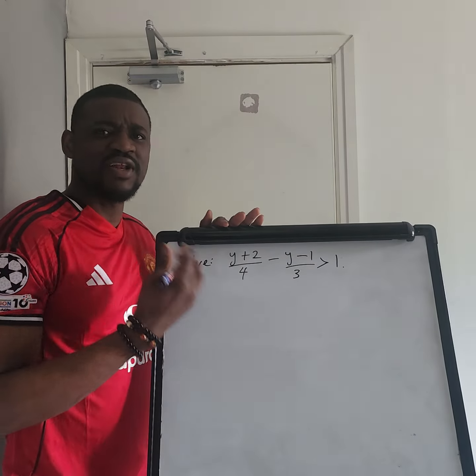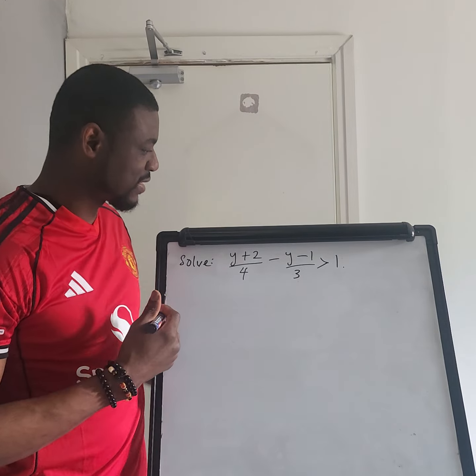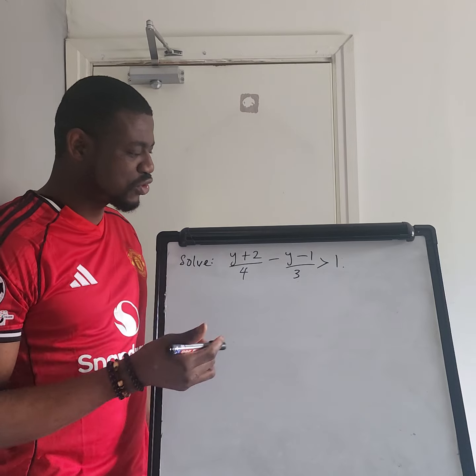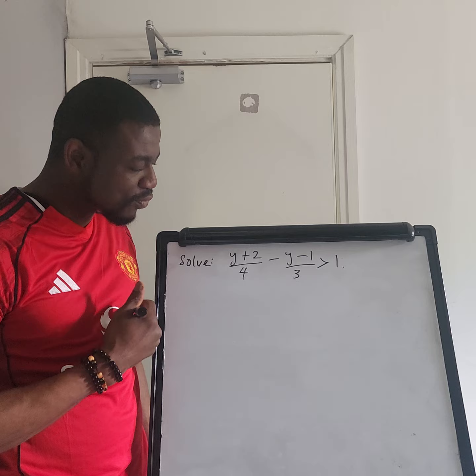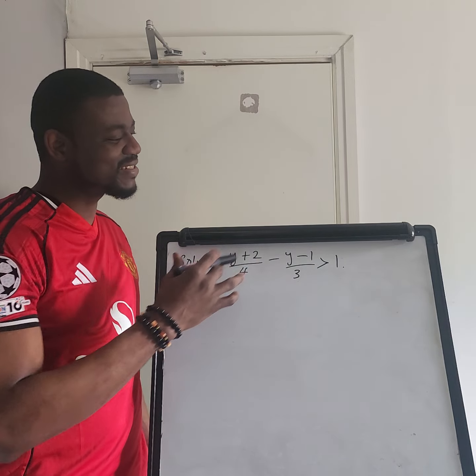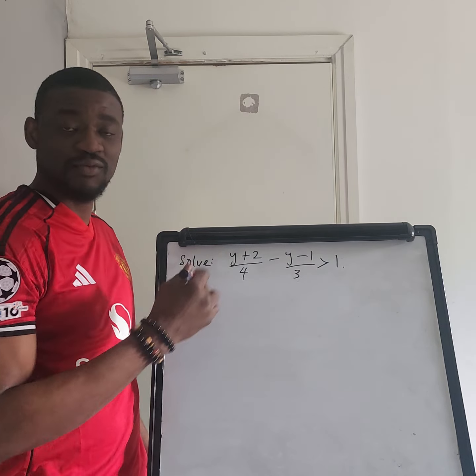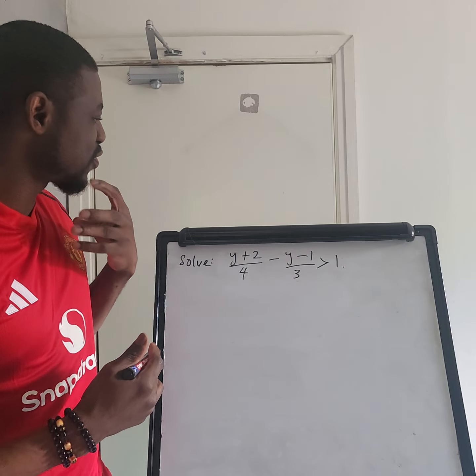Let's solve this inequality together. It says, solve (y + 2)/4 - (y - 1)/3 > 1. How can we solve this problem?